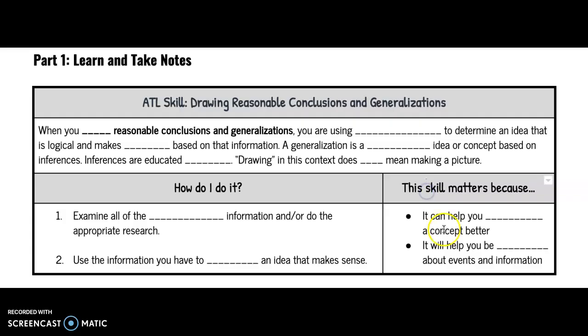There's two reasons this skill really matters. First, it can help you understand a concept better because you're kind of describing it again in your own words when you are drawing that conclusion. And second, it will help you be informed about events and information. You might have to go out of your way to do a little more research, and that will give you more information about being informed.